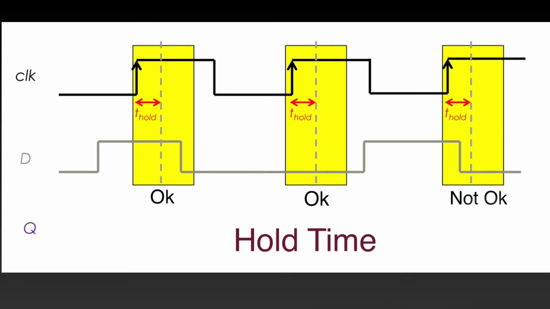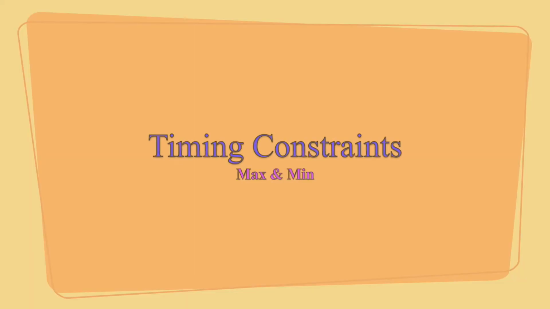Hold time is the time the data has to be stable after the clock to ensure correct sampling. If you see this picture, the data at the first and second clock edges is stable during the hold timing window, which is fine. However, at the third clock edge, the data is changing during the hold timing window and hence causing the hold violation.